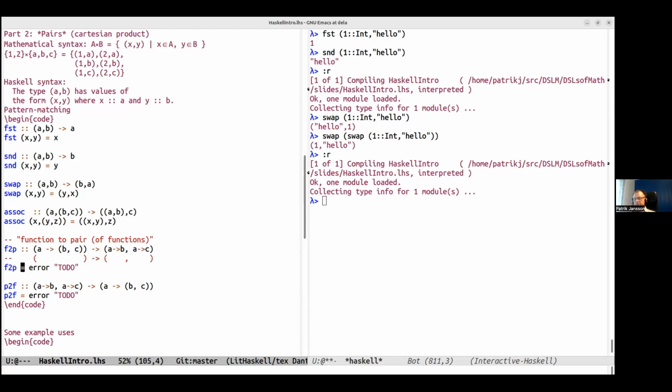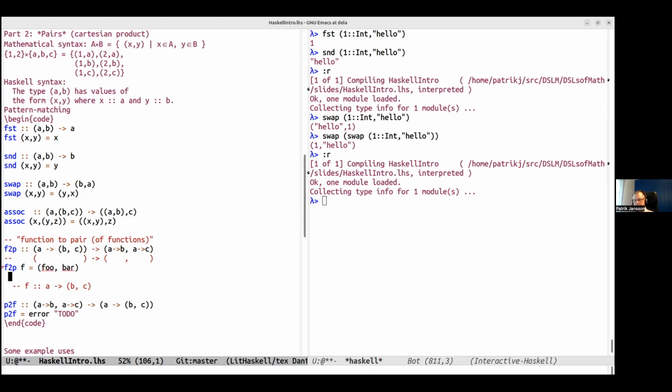So that at least gives us the help that its input here, we can call it f. So if we have one argument to the function f2p, we could call that f. And notice f is in turn a function of this type. But then we're supposed to return a pair. So we can say, okay, it's a pair of foo and bar, where foo equals something and bar equals something.